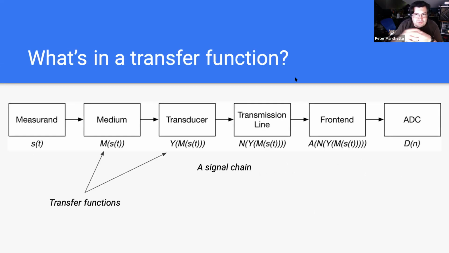So getting back to a transfer function. What is in a transfer function? We start, in this case, on the left side here. We have a measurand, a thing in the real world, in real life, that is making some particular signal that is expressed mathematically as S of t. So S of t is how much that particular signal is at some given time t.